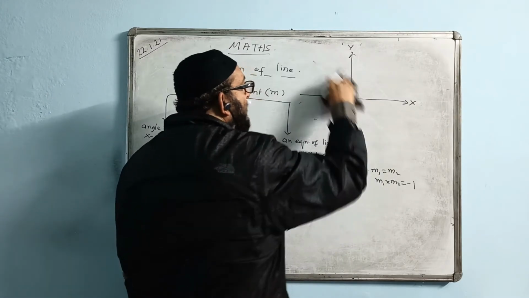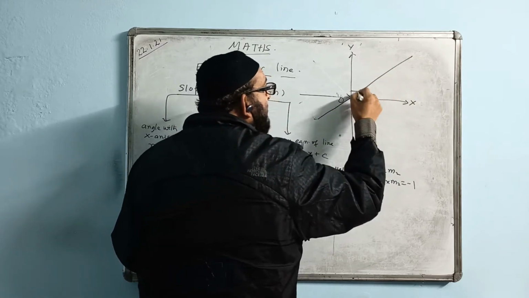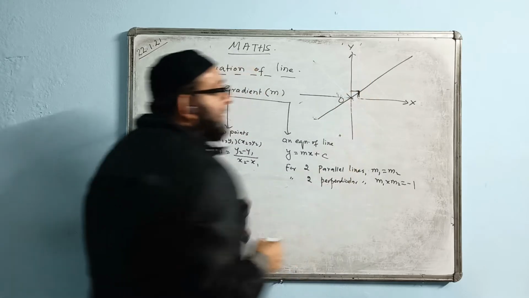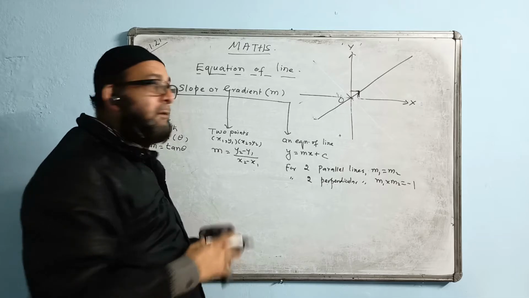If the line is shown like this, in this manner, what is the slope of this line? This y-axis is bisected like this. This will have positive 1. M is equal to positive 1.